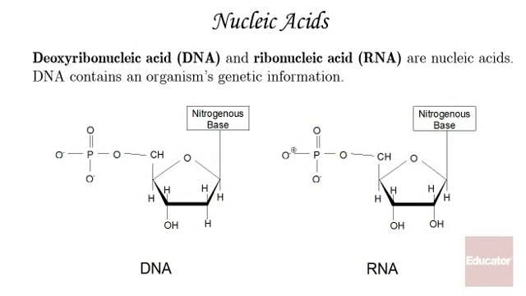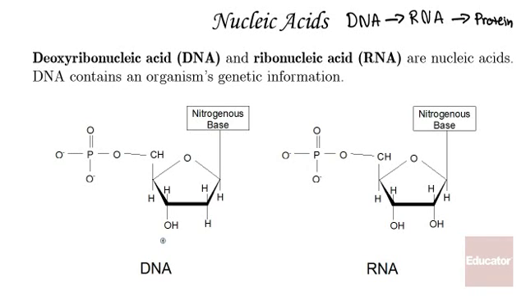There are two types of nucleic acids, DNA, deoxyribonucleic acid, and ribonucleic acid. DNA contains an organism's genetic information, and that information is passed on from parent to offspring. DNA codes for proteins. In the molecular biology section, we'll talk about how DNA is synthesized, how the DNA is transcribed into RNA, and how that RNA is translated into a protein. Right now, we're just focusing on the structure of both DNA and RNA.